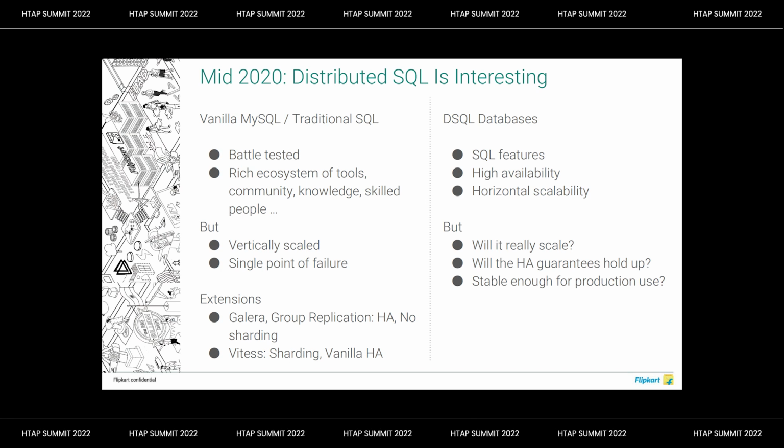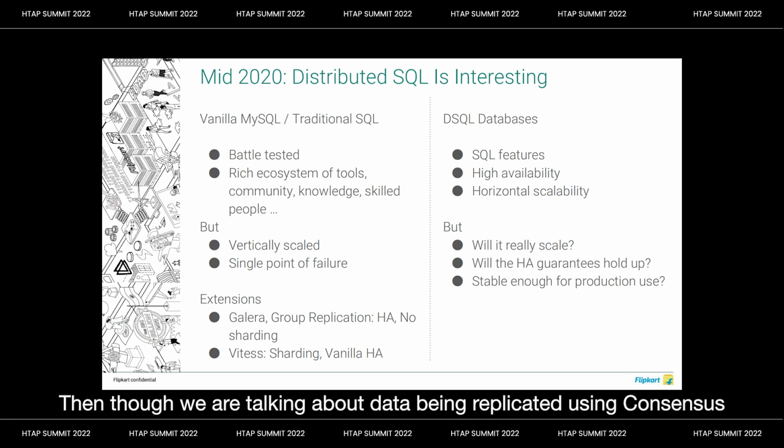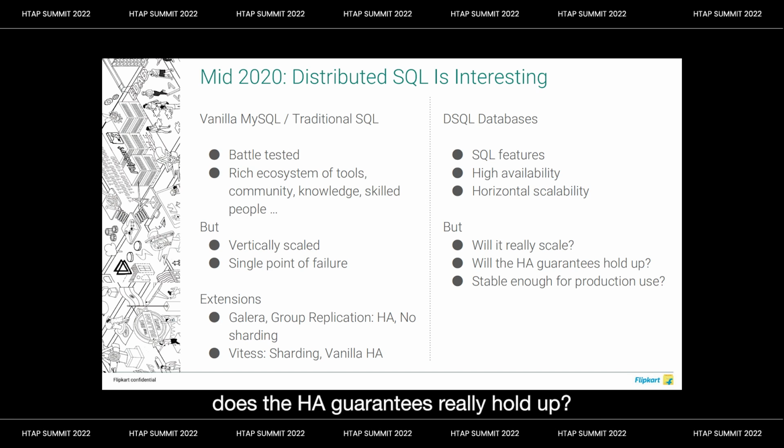So will it really scale? Because as we saw from the architecture, these are sharded, these shards used consensus, Raft or otherwise, and then they support multi-shard transactions. So when you get into that territory, people really begin to get concerned, can this really scale? Can this really deliver the performance? Then though we are talking about data being replicated using consensus, do the HA guarantees really hold up? Is there some fine print to it? And overall, will these databases be stable enough for production use for us to put them into use in a company which is running at the scale of Flipkart?